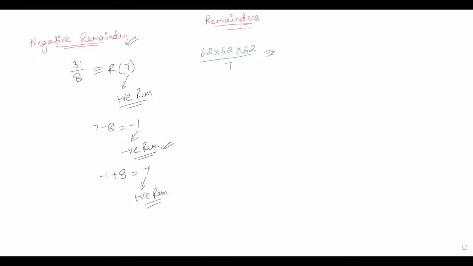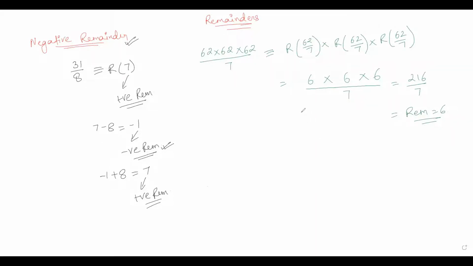Or what we can do is the remainder of 62 times 62 times 62 upon 7 would be the same as the remainder of 62 by 7 times the remainder of 62 by 7 times the remainder of 62 by 7. So from here, the remainder would be 6 times 6 times 6, and this would be divided by 7 because the numerator would be greater than 7. So this would be 216 by 7, and when you divide 216 by 7, the remainder would be 6. So this is another way by which we can find the remainder.